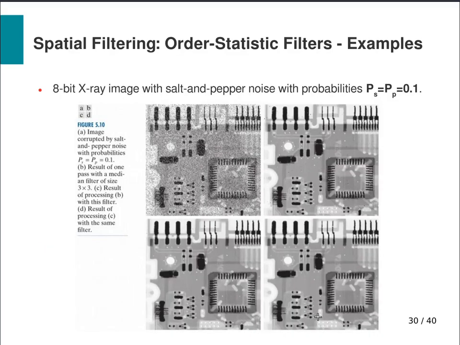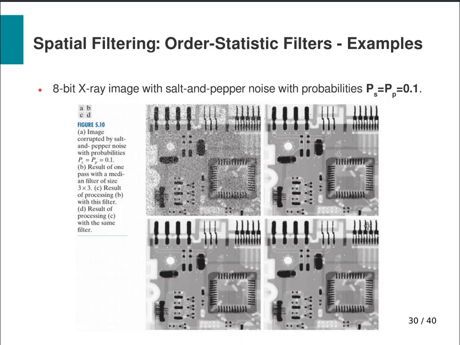So now let's take a look at some examples. Here on top left we have the 8-bit X-ray image that is corrupted by salt and pepper noise, and the probabilities of corruption are 0.1. So you have equal portions of salt or pepper noise in this image.